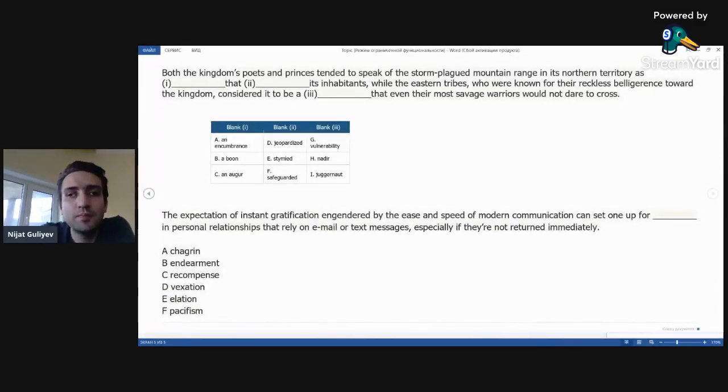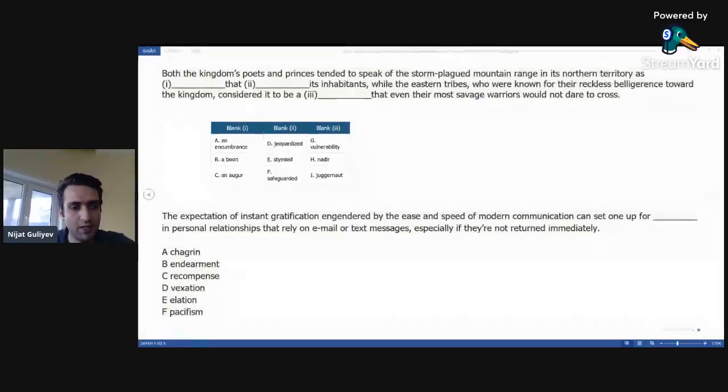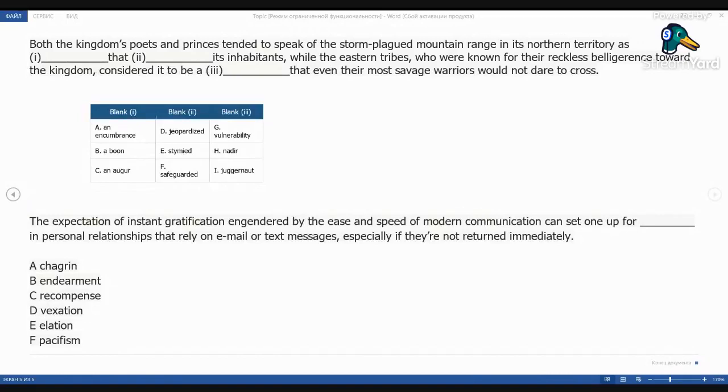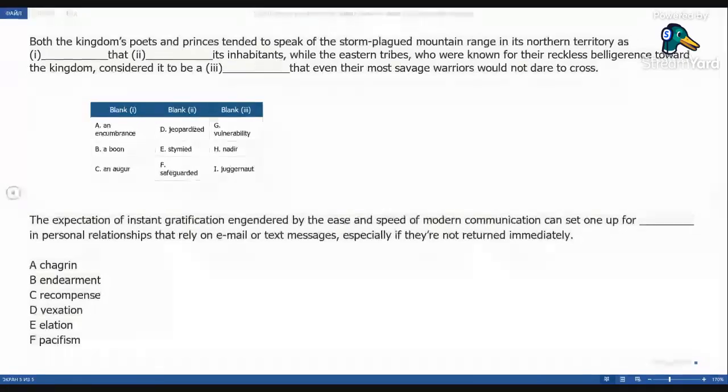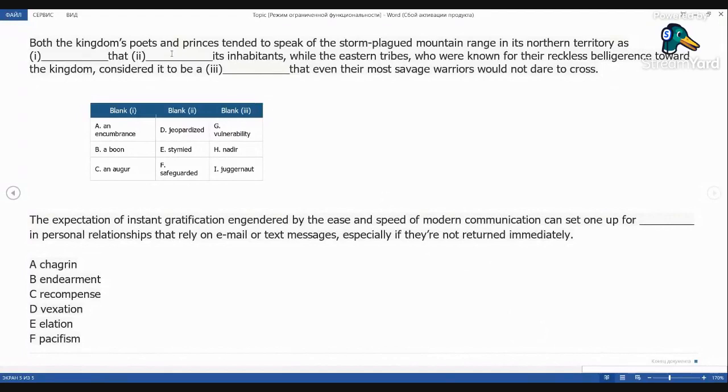If you can pay attention, the first question consists of three gaps, 1, 2, 3, and for the first gap you need to choose from A, B, C, for the second from D, E, F, and for the third from G, H, and I. Let me make it a full screen for you to see this.